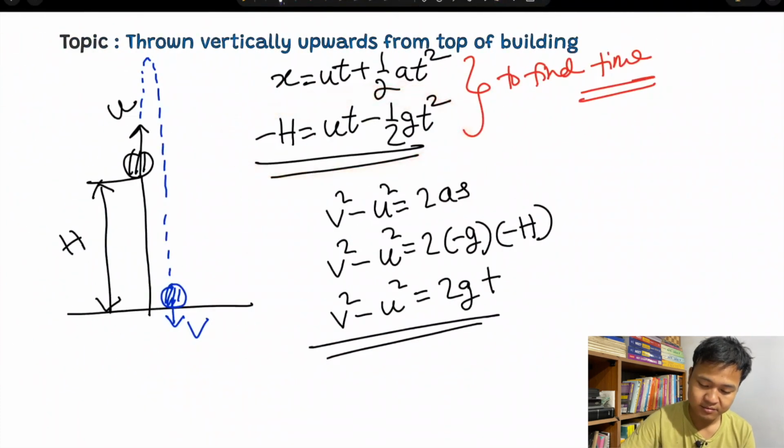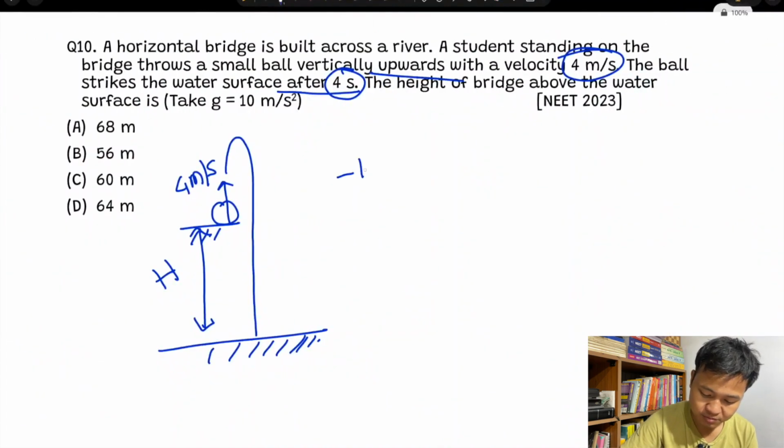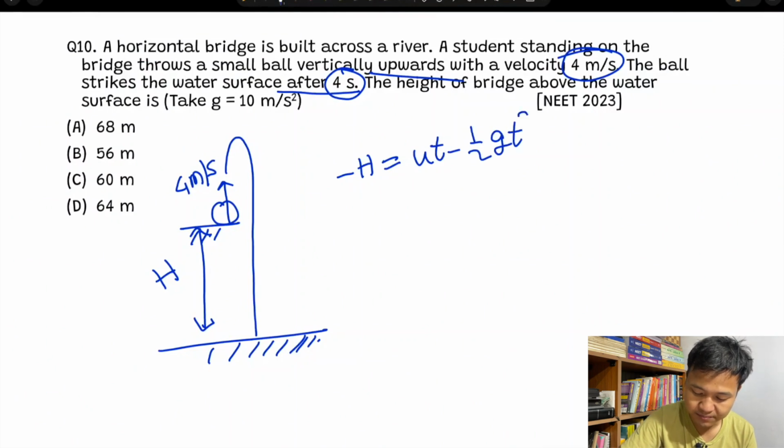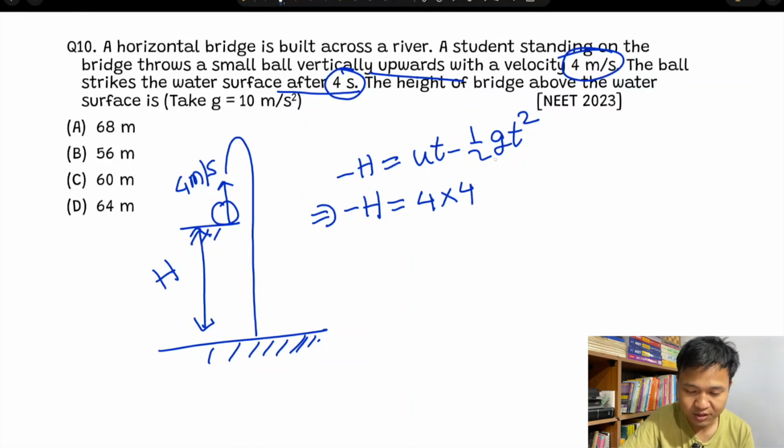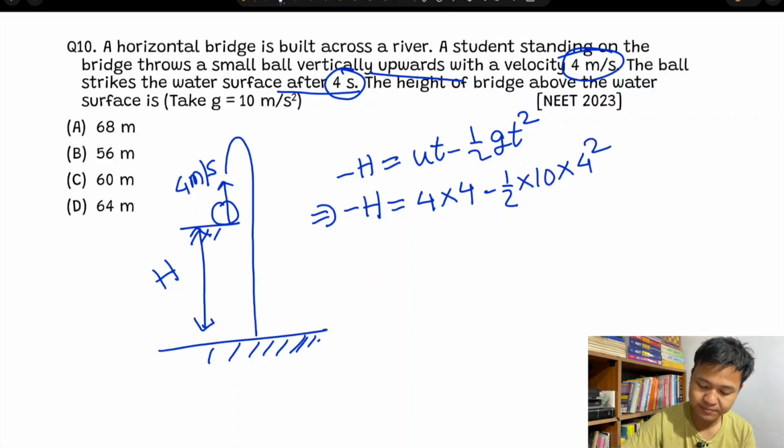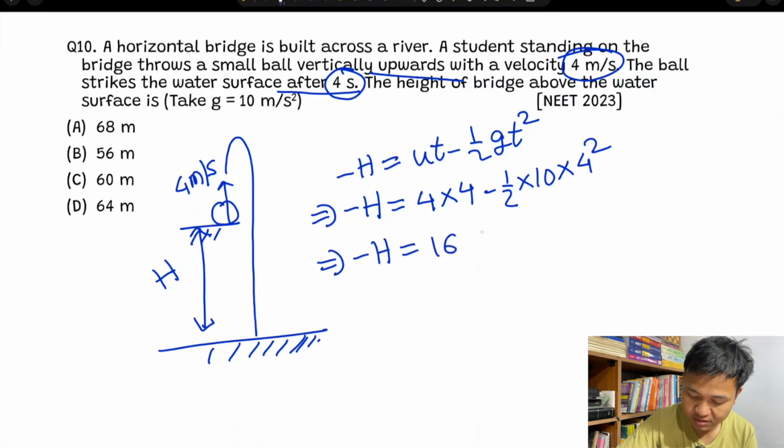So you apply it here: minus h equals ut minus half g t square. We have to find h, the height of the bridge. The initial velocity is 4 meter per second, and the time t is 4 seconds. So half into 10 into 4 square. You solve this: minus h equals, 4 into 4 is 16, minus half of 10, which is 5, into 16.